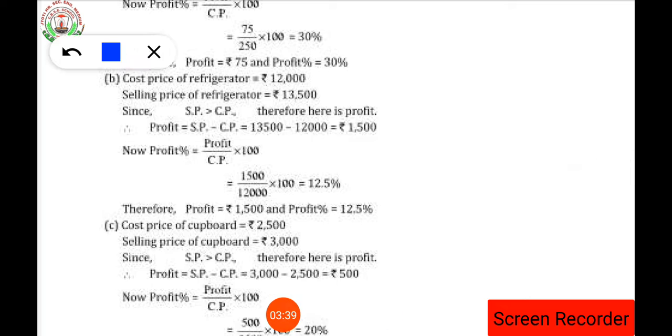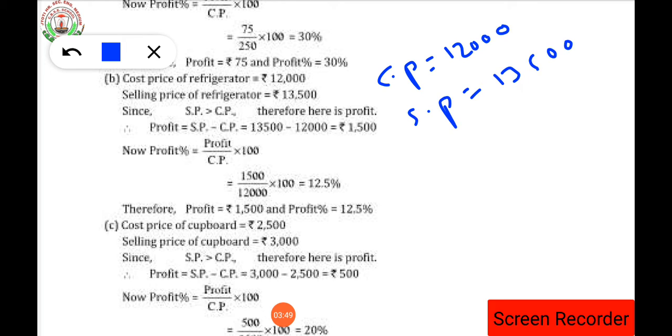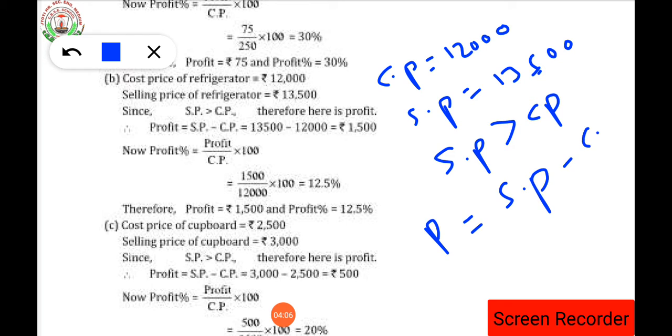So what is the B part we have? Here in the B part we have cost price as 12,000. Selling price is equal to 13,500. Yes, student, in this video you will see a little bit of blurriness. So don't worry, this is a revision exercise. So you have already noted it down, isn't it? So here in this case, SP is greater than CP. When SP is greater than CP, that means SP minus CP we will have.